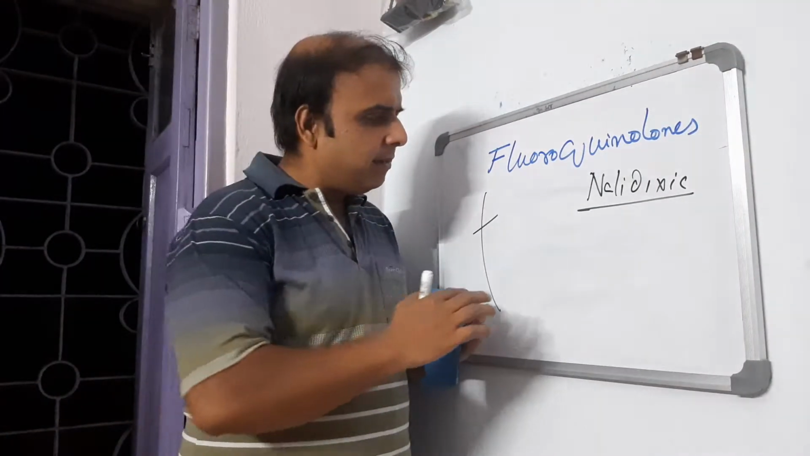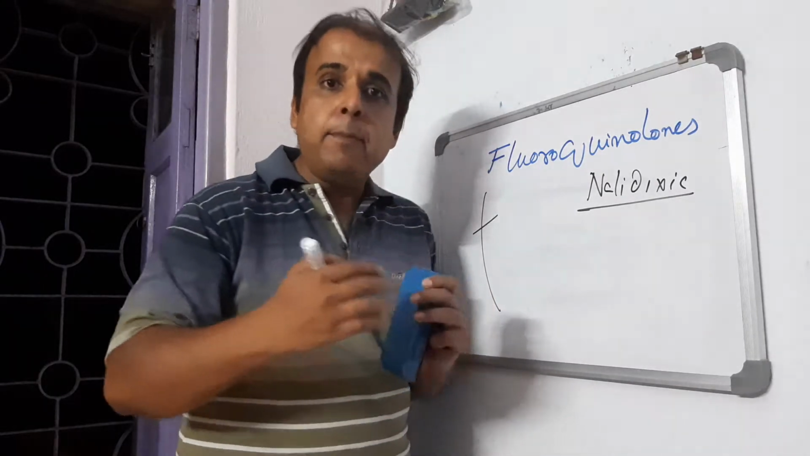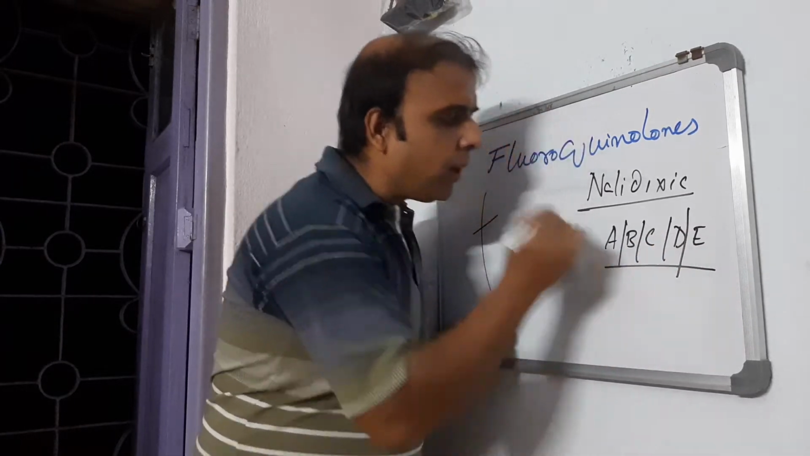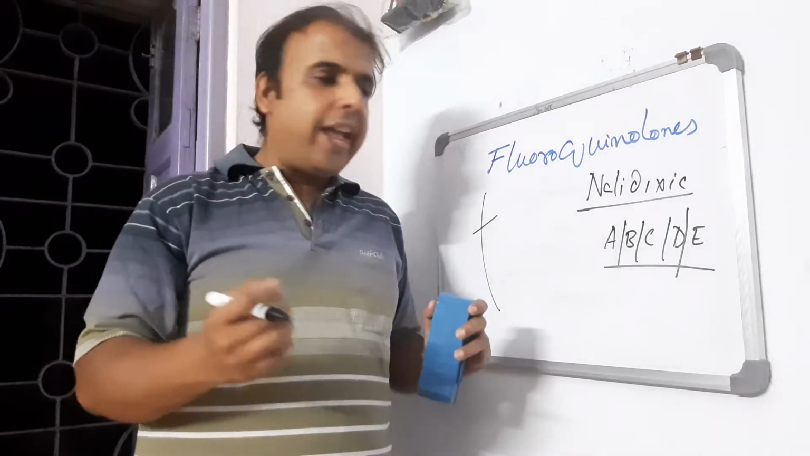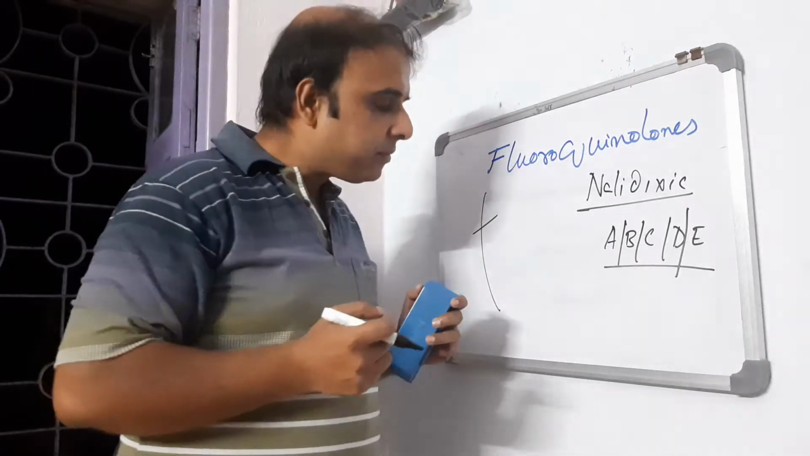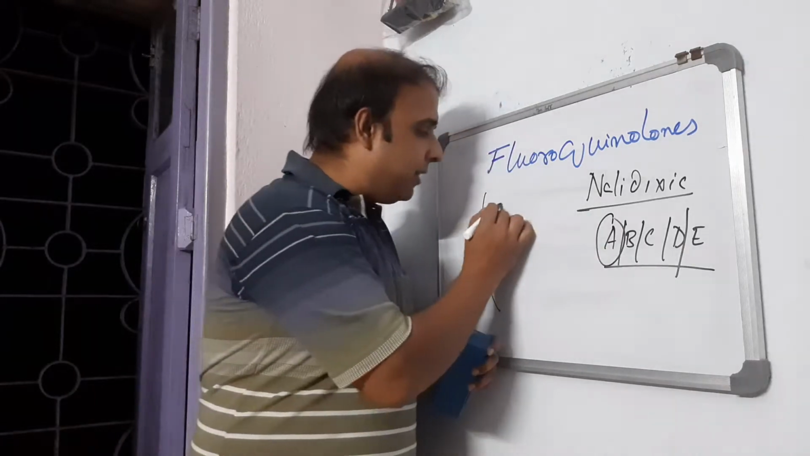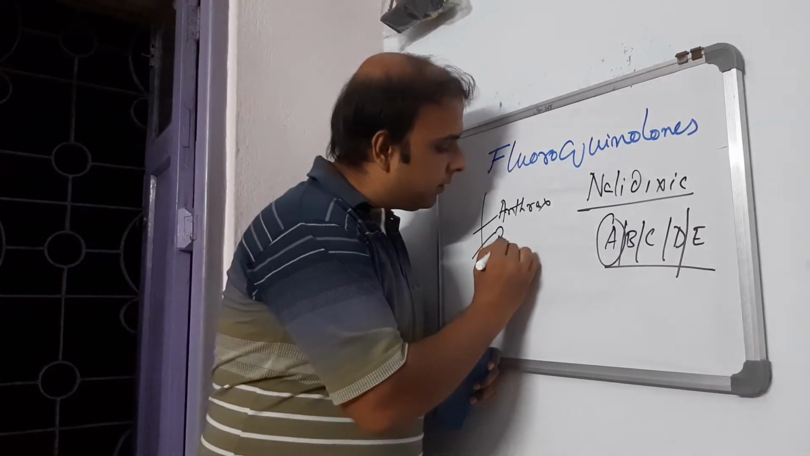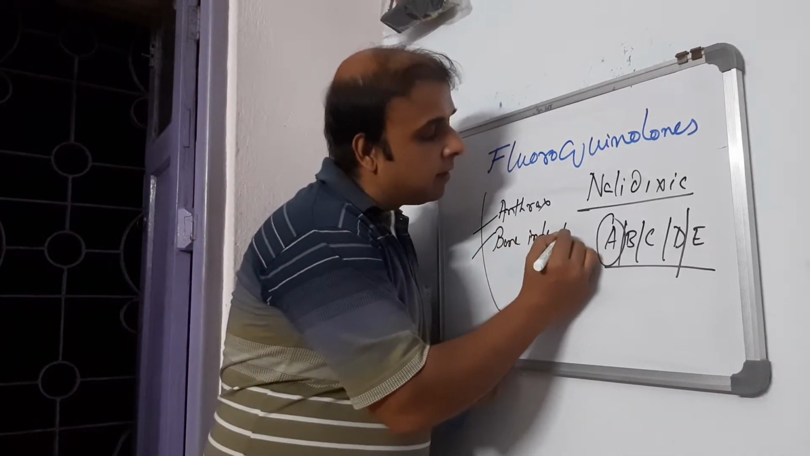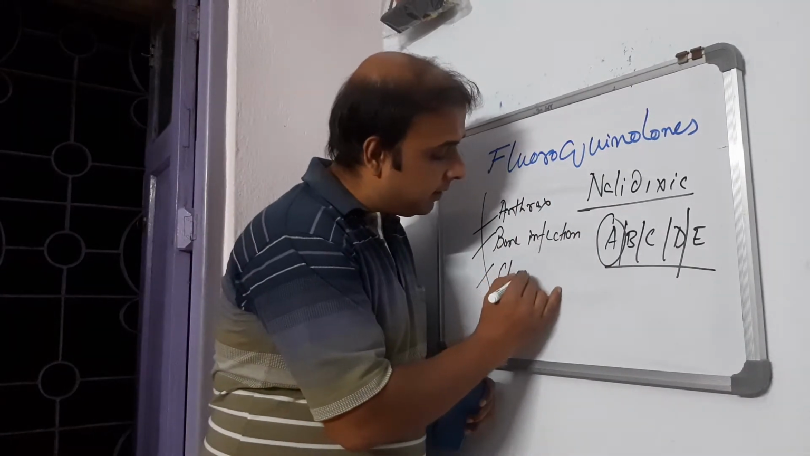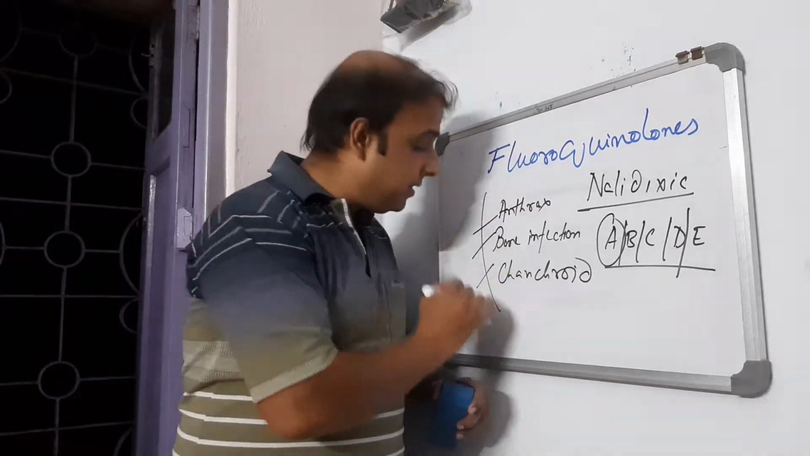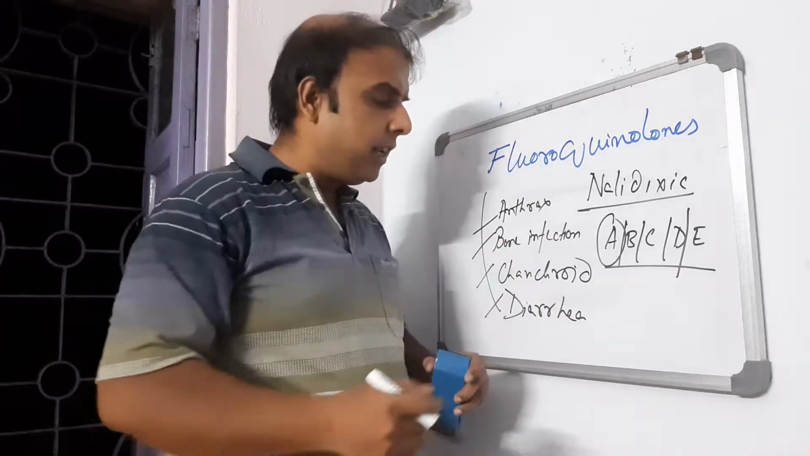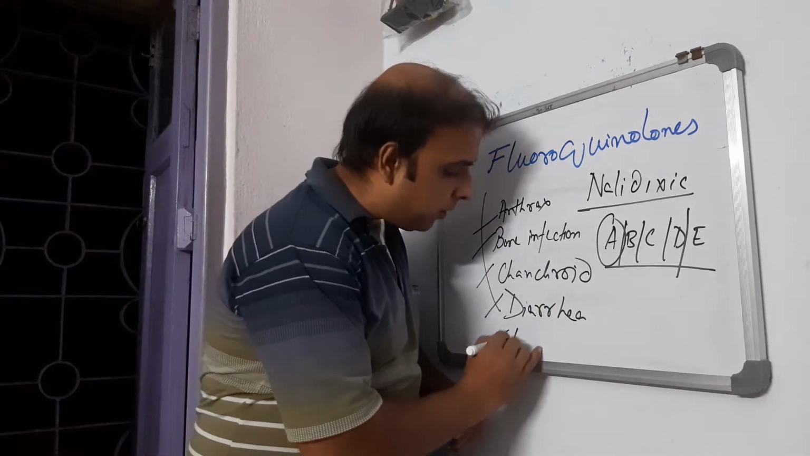Someone has put it very nicely in the form of a mnemonic. If we just remember A, B, C, D and E, almost we are done with the indications where fluoroquinolones are prescribed. What is that A? A means anthrax. B means bone infection. C is chancroid. D is diarrhea or some kind of abdominal infections. And E is for eye infection.